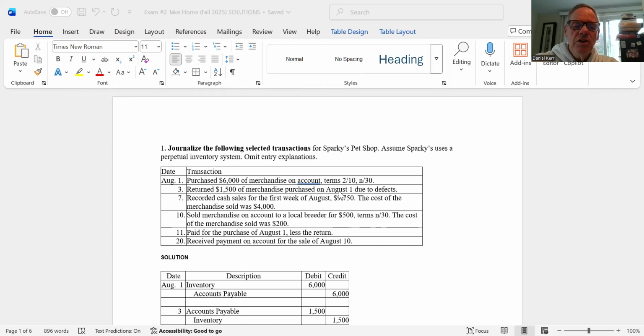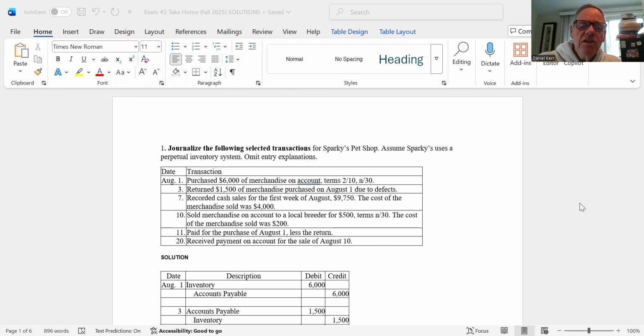Purchase $6,000 of merchandise on account, terms 2/10 net 30. What that means is the full amount is due within 30 days, but if you pay within 10 days, you're entitled to a discount. Of that inventory that you purchased, you returned 1,500 of it. So you got to record the reduction of inventory and the reduction of accounts payable when it's returned. You got to record cash sales for the week, and since we're using a perpetual inventory system, you have to also record the cost of goods sold.